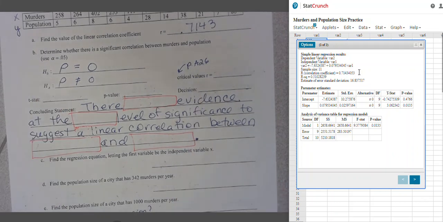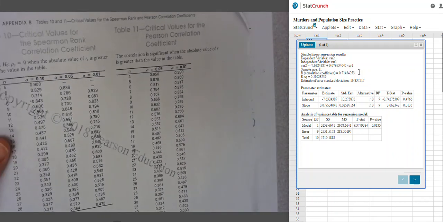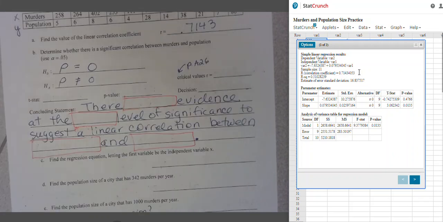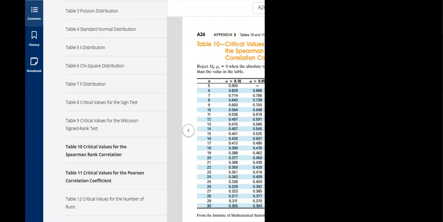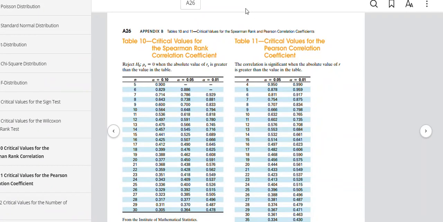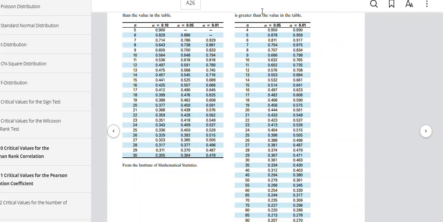Now, you will be given a table like this when you take your test, but you can also find it in Brightspace for that unit. It's also in your e-text that you can access through My Stat Lab. So I'm going to drag that over here. And this is the table. And the way you read this is you figure out what your significance level is. So it's 0.05. And then N stands for your number of pairs of data. So for this example, we had 11 pairs of data. This is my critical value.